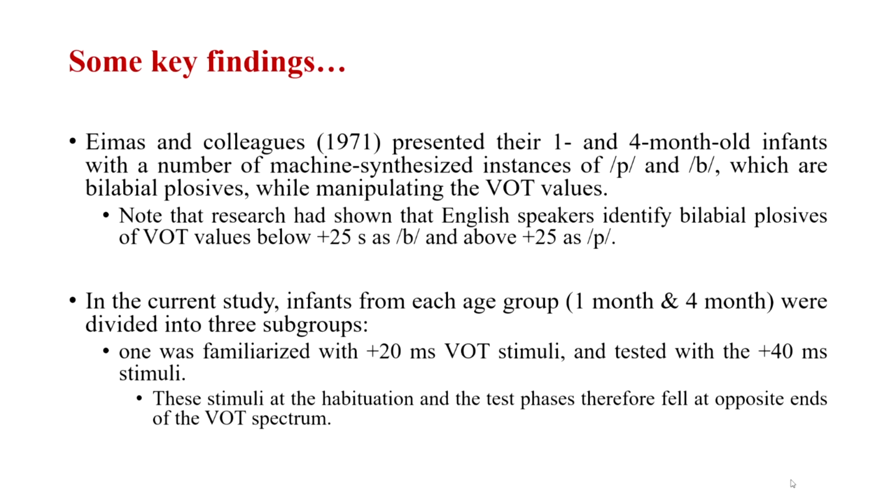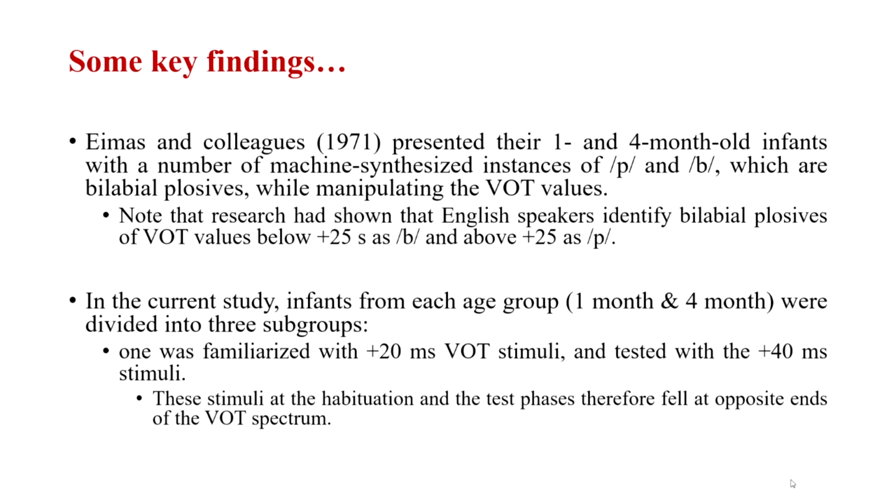So, in the current study, infants from each age group, 1 month and 4 month olds, were divided into 3 groups. One group was familiarized with plus 20 millisecond VOT stimuli and tested with plus 40 millisecond VOT stimuli. Note that both of these are positive VOT values, meaning the vibration happens after the sound. But interestingly, they fall at opposite ends of the b and pa continuum. Values below plus 25 milliseconds are referred to as b, and values after plus 25 milliseconds are referred to as pa. So, while they are being familiarized with b, they are being tested with values that occur in the pa spectrum.